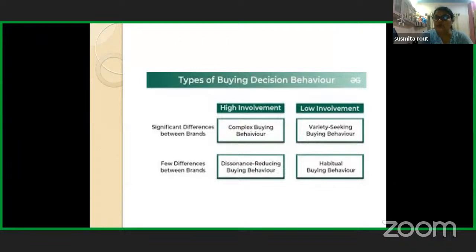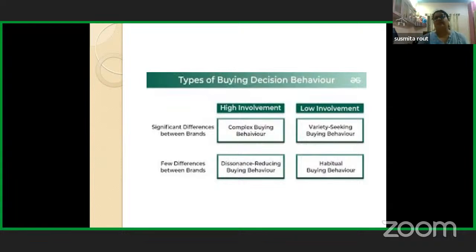And it is shown towards categories where each brand is quite different from the other. If you are buying one brand, you are buying the benefits of the brand and you are rejecting the benefits of other brands which you are not buying. That is called complex buying behavior.